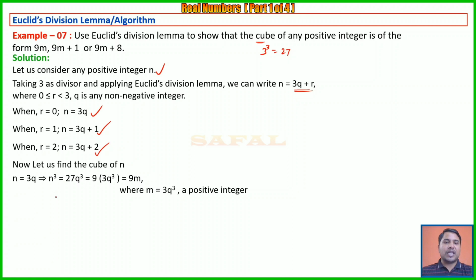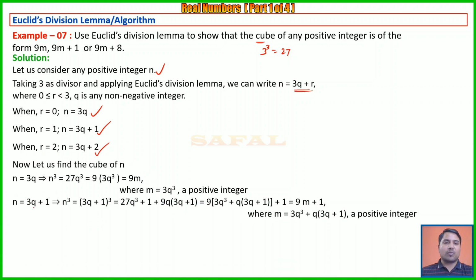Second case, when n was 3q plus 1, once again we'll cube it. So n cube equals (3q plus 1) the whole cube. So here I can make use of (a plus b) the whole cube, that is a cube plus b cube plus 3ab into (a plus b). So on simplification I am getting 9 times some number plus 1. So this I am writing as m. So 9m plus 1.